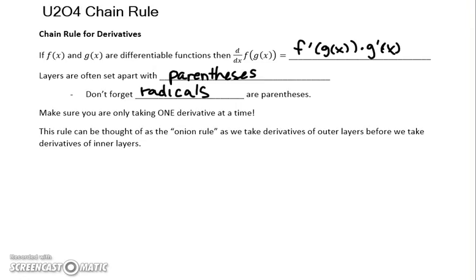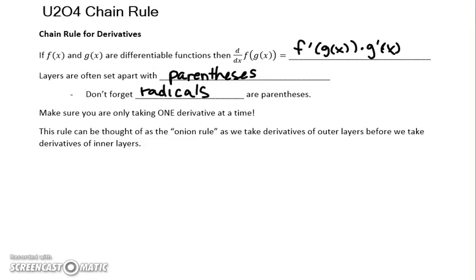A couple things that we want to think about: the first is we only want to take one derivative at a time. The biggest mistake a lot of people make with chain rule is they take derivatives of both the outside function f and the inside function g at the same time. If we look at the rule, we want to take the derivative of the outside function, keep the inside function the same, and then multiply it by the derivative of the inside function. So we should only be taking one derivative at a time.